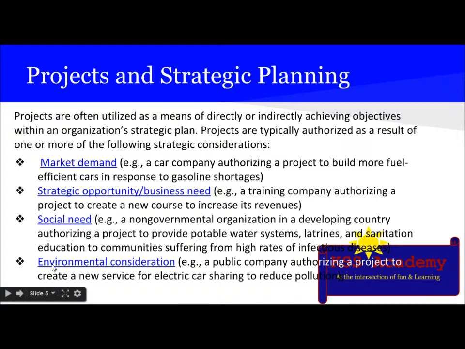Another market driver is environmental consideration. An example of this would be a public company authorizing a project to create a new service for electric car sharing to reduce pollution. So this is a kind of environmental consideration which will lead to a new project to reduce the pollution.